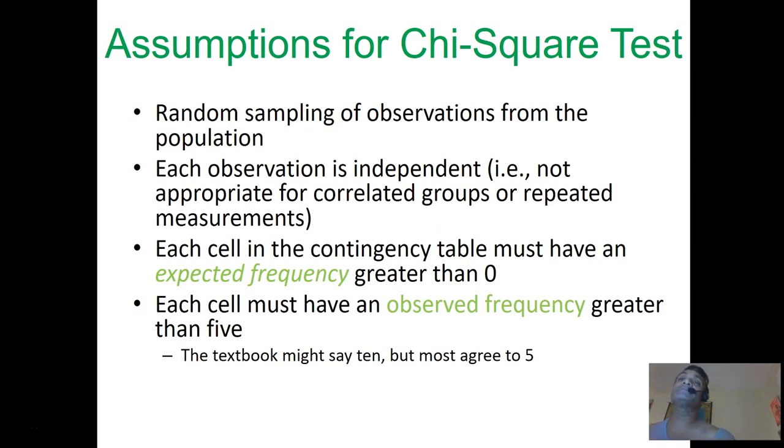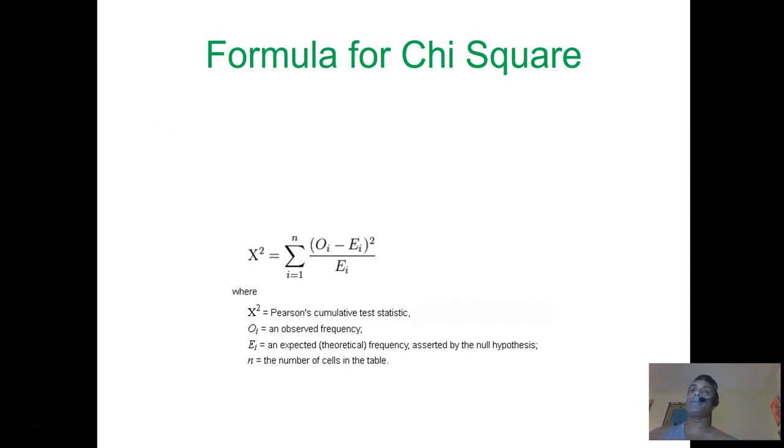So with the chi-square, we assume that there's a random sampling of observations. We assume that just because the first person smoked doesn't mean the second one's going to smoke, etc. But more importantly, we assume that nothing is expected to be 0, and nothing is observed to be less than 5. 5 is our cutoff. If it's less than 5, the chi-square computation that we do in class will not be valid.